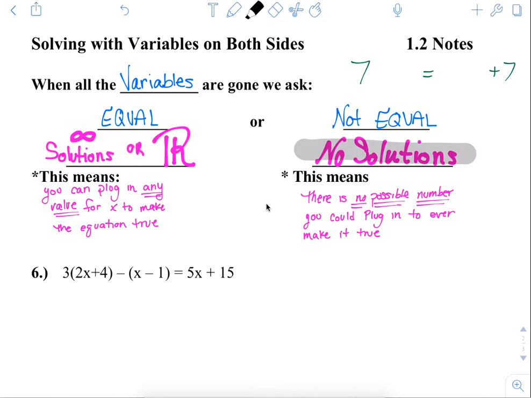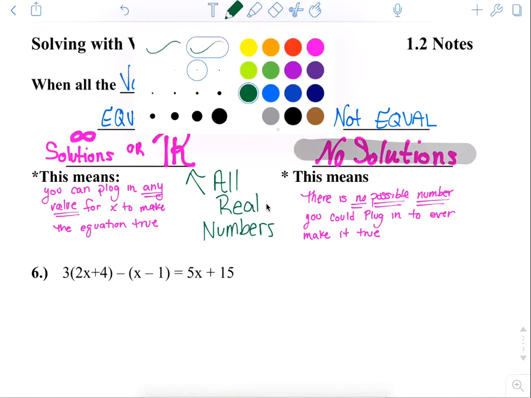You also have this other fancy symbol. This guy stands for all real numbers. What that means is any number, decimal, fraction, square root, whole number, positives, negatives, any number you could possibly think of. If you plugged it in, it would make it true. Okay? We're not going to do very many of these. I just want you to see what that looks like. So if you would, we're going to start the same way.